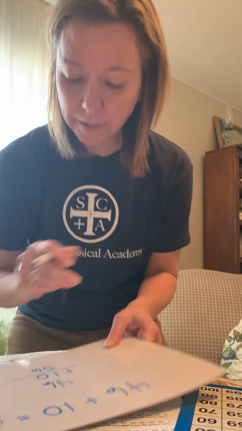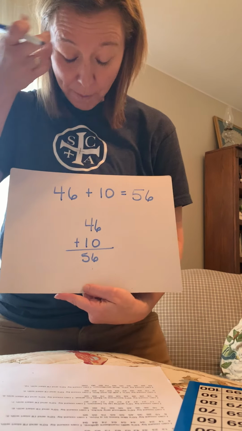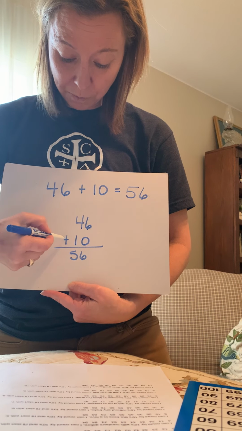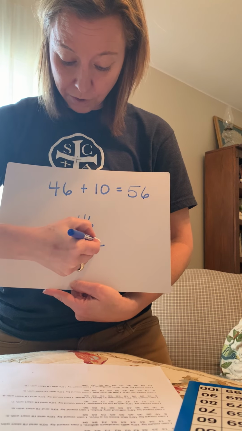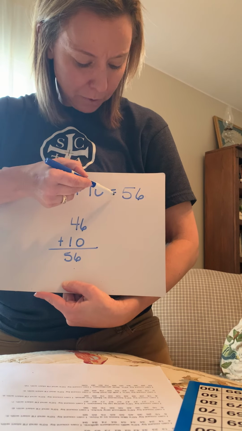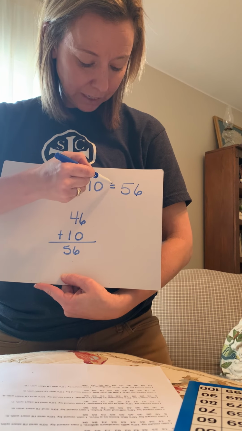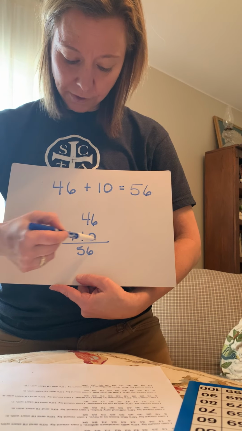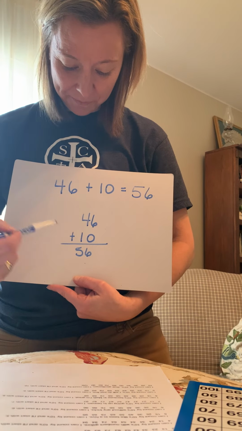I'm going to write it a different way this time. 46 plus 10 equals 56. Okay. So now I'm going to write it top on bottom here. I'm going to write it vertical. 46 plus 10 equals 56. So my equals up here in a number sentence is these two little lines. But when I write it as a problem, my equals is just one big line. Okay, let's try another one.